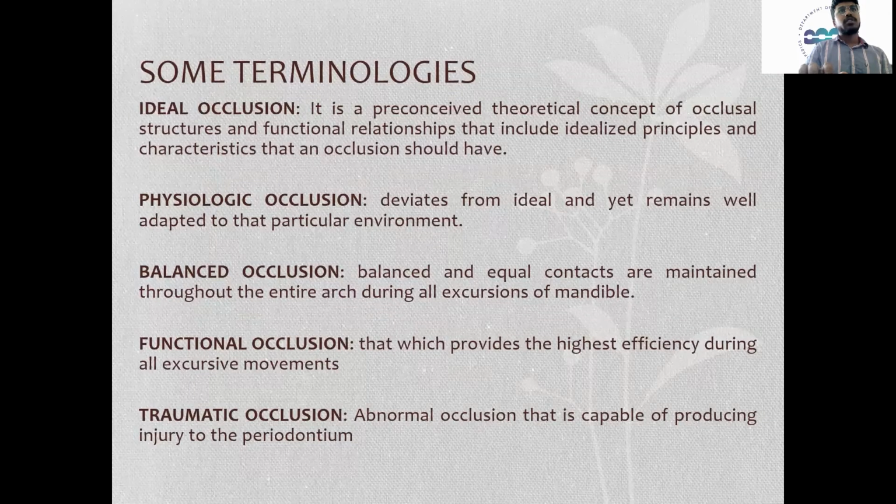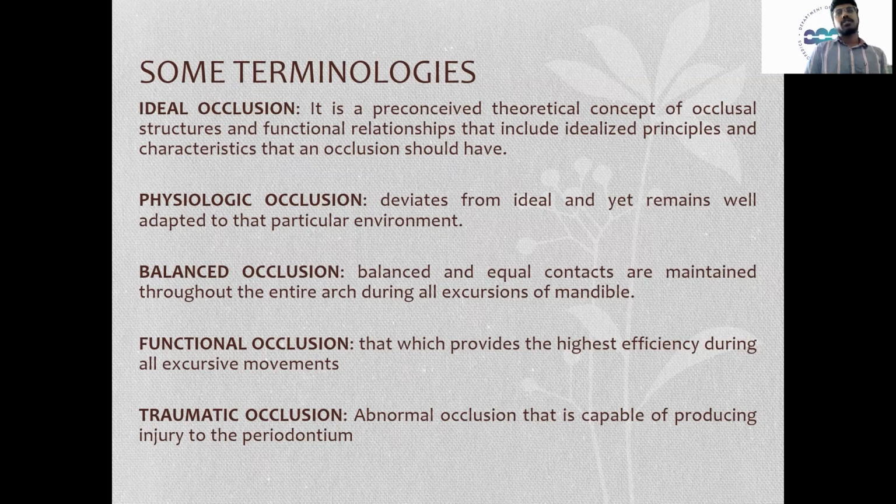So there are some terminologies that have to be learned before talking about occlusion. That is ideal occlusion, physiologic occlusion, balanced occlusion, functional occlusion, and traumatic occlusion. So what is an ideal occlusion? Ideal occlusion is a preconceived theoretical concept of occlusion, which involves occlusive structures and functional relationships that include idealized principles and characteristics that an occlusion should have.